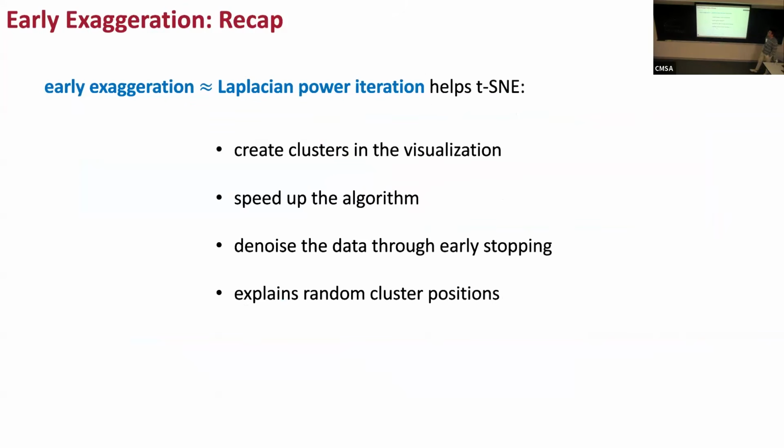Okay, so through this connection between early exaggeration and Laplacian power iteration, we see that in this procedure, clusters are created in the visualization. That's why these two steps combined will very quickly find the cluster patterns. As a result, it speeds up the convergence of the embedding. And by early stopping, we can denoise the data to see the clusters, and this also explains the random cluster positions.